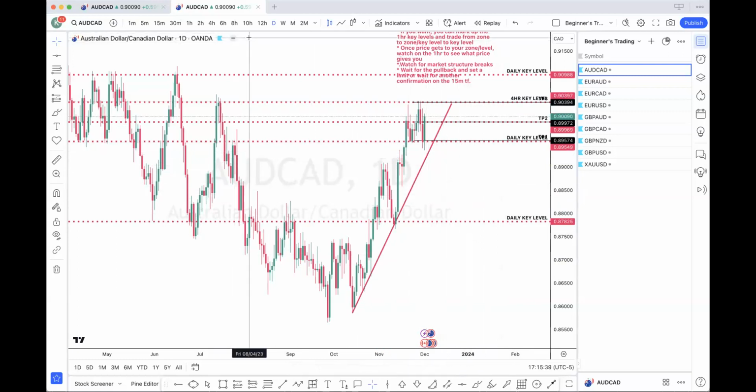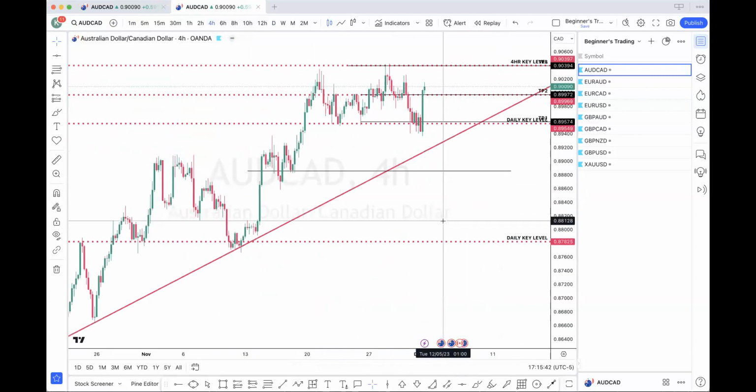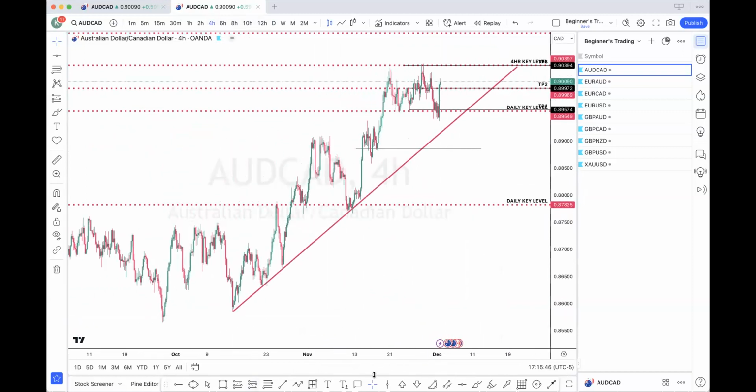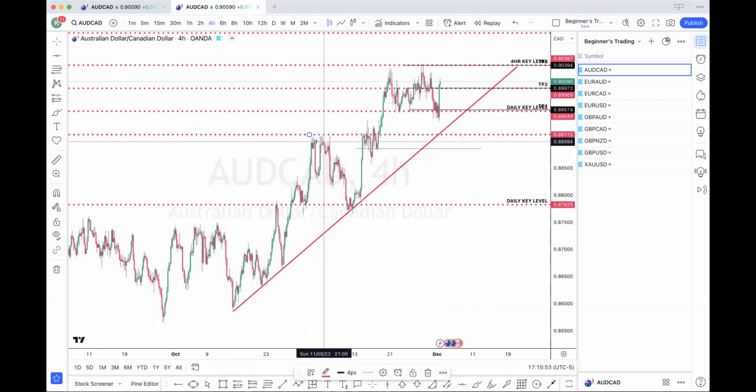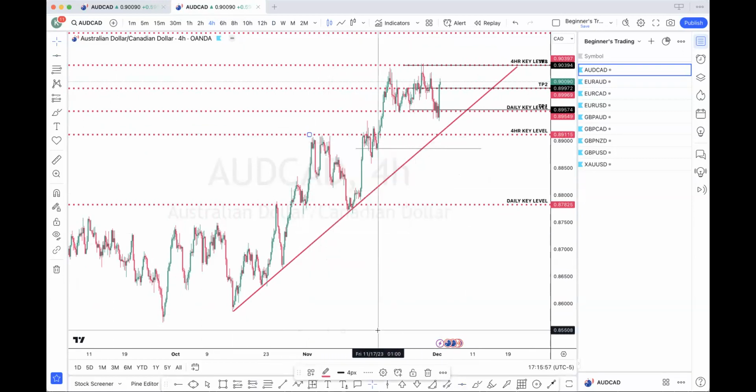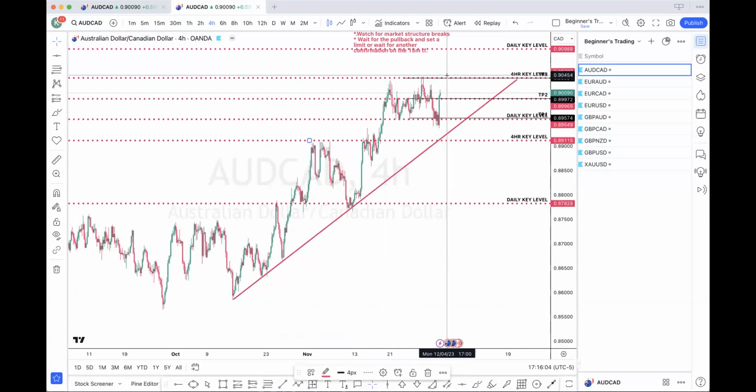And then you want to go down to the 4 hour and do the same thing. The 4 hour zones are more for intraday trades. So I'm just going to mark below, and it's already marked above. Because we did this already, this one is already marked up.